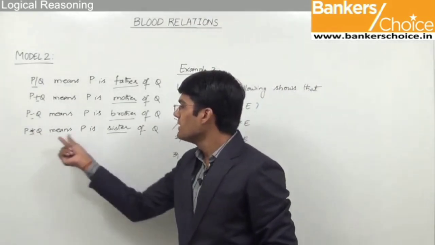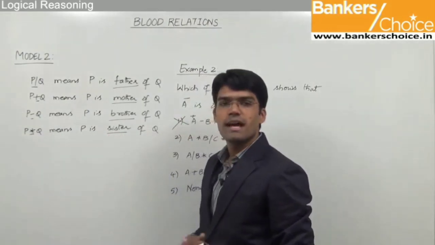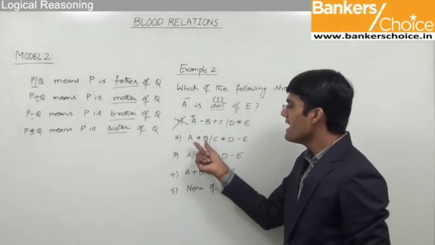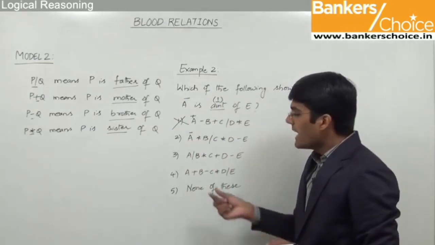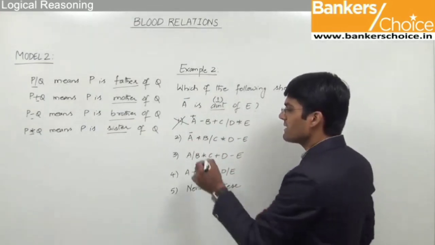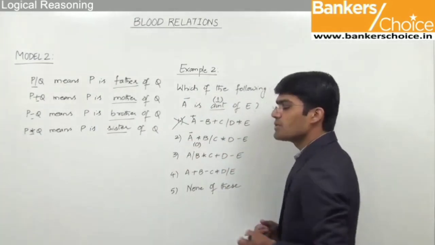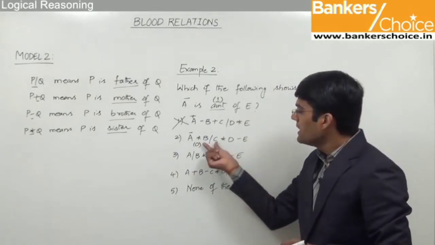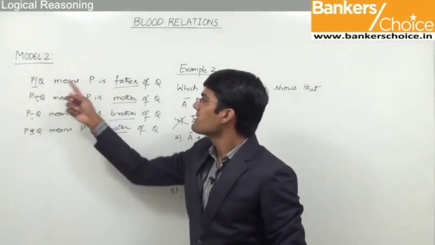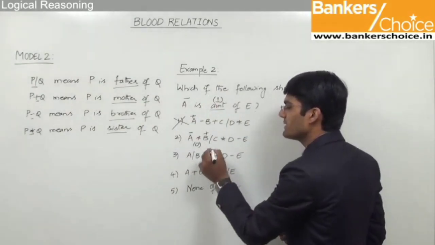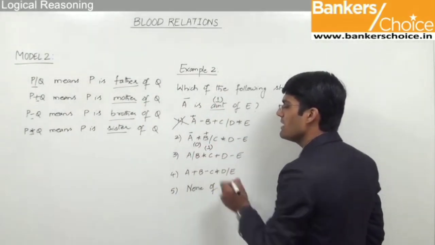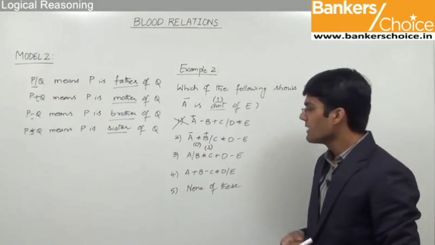From A star B, we know that the relationship should be that of a sister. So very clearly A is a female person, as she is the sister of B. And since A and B are siblings, the generation gap between them should be 0. B by C. By means father. So B is the father of C. That means B is a male person and the generation gap between B and C is 1.